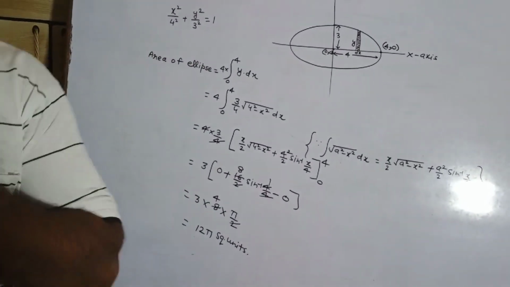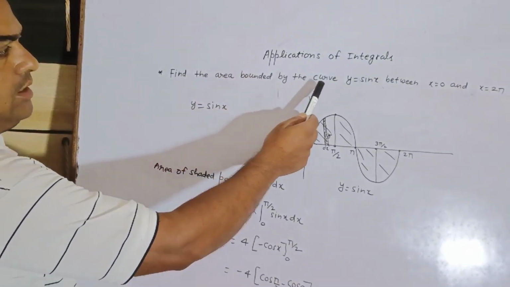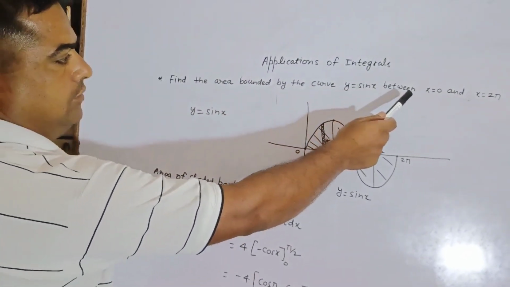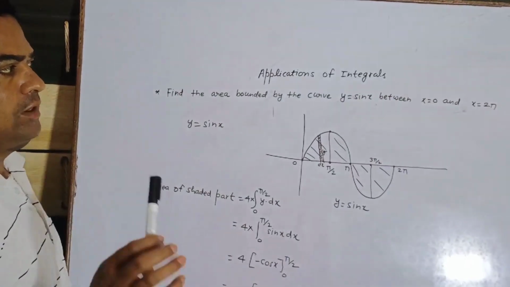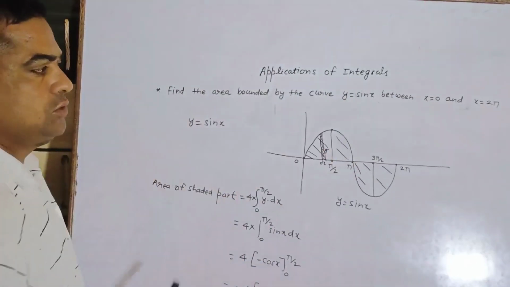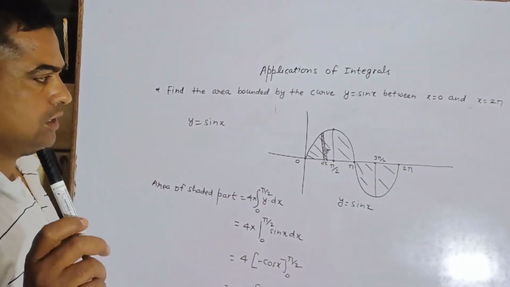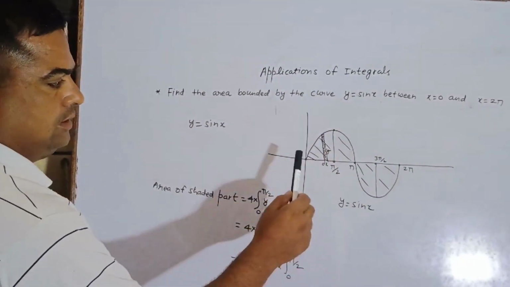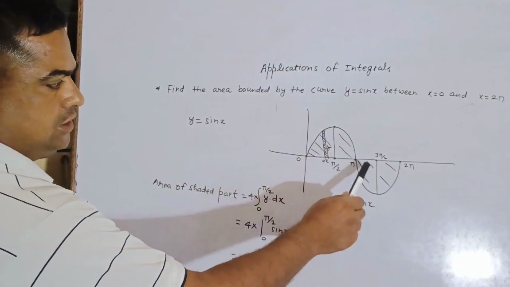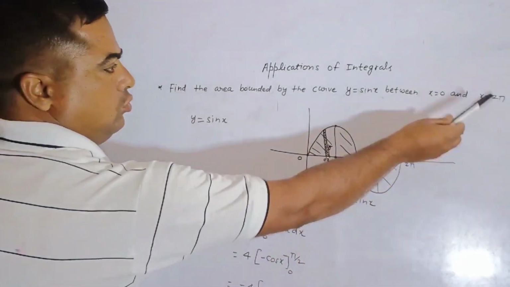Find the area bounded by the curve y equals sin x between x equals 0 and x equals 2 pi. Students, we will draw the curve of y equals sin x. When we draw the curve of y equals sin x, you will get a curve like this. We have to find the area of the shaded part between 0 and 2 pi.